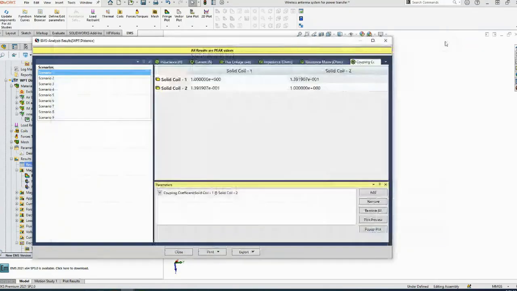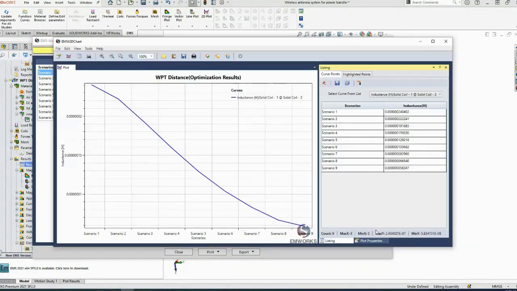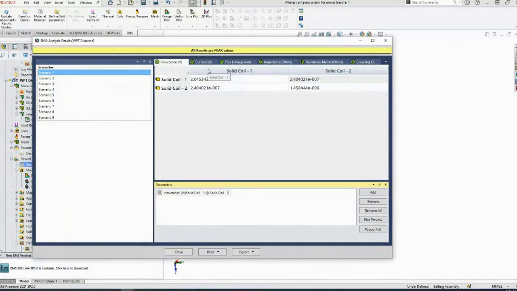Okay, that's one set of results. You can also look at the mutual inductance, and it is also very dependent on the distance between the coils. Any of these quantities, the resistance, impedance, flux linkage, are all plottable as a function of scenarios, where we have 9 scenarios here. Of course, you can export this data for all scenarios. You can print it. So that's one set of the results that you get with the EMS study.